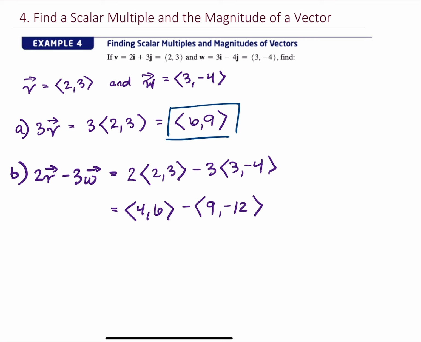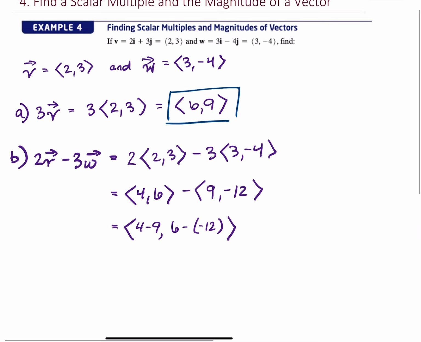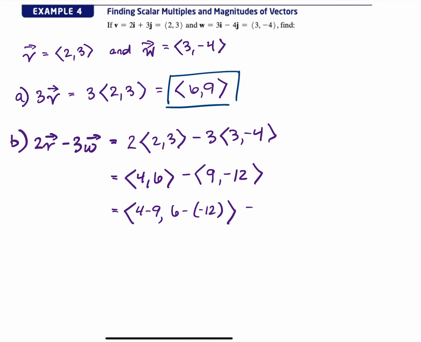So we're subtracting these two vectors. So this should give us 4 minus 9, comma 6 minus negative 12. Which should be negative 5. And then 6 plus 12 will be 18.